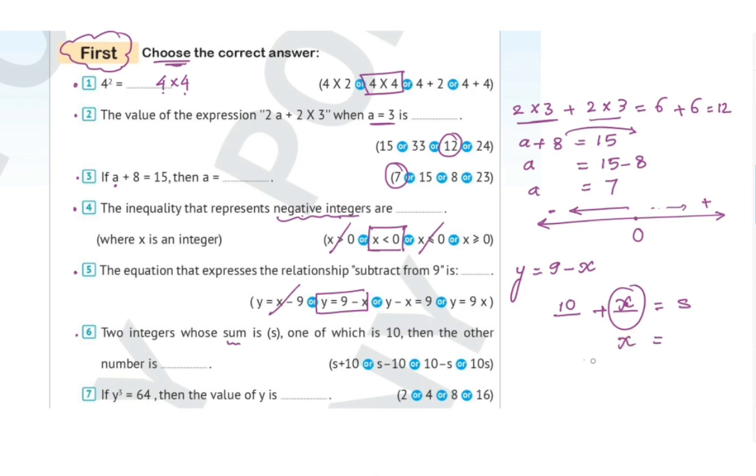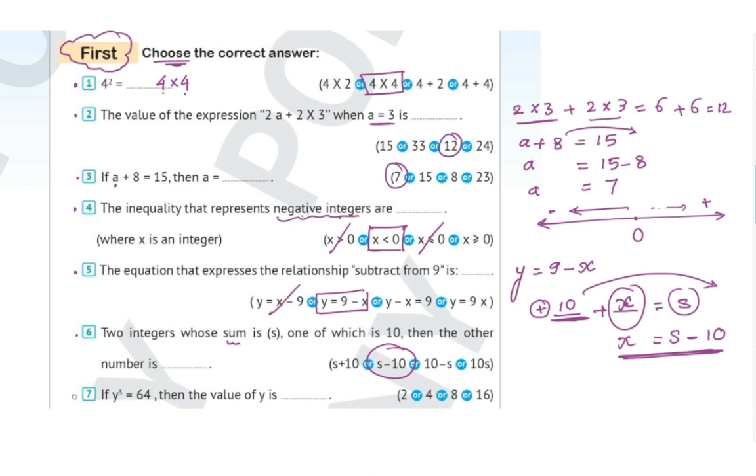x equals what? Now, remove 10 to the other side. Here 10, positive or negative? Any number without any sign is positive. When I send it to the other side, it will be negative. Here, don't forget we have s. s minus, because it was plus, minus 10. I don't know s, but s minus 10, yes, x equals s minus 10, and x indicates the second number.